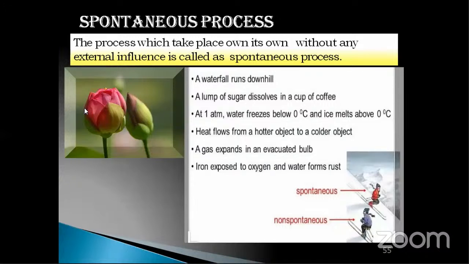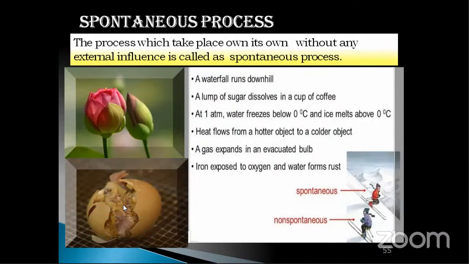Blooming of the bud, कळीचं फुलामध्ये रूपांतर होतं. This process is also spontaneous process. Then hatching of the egg, egg मधून पिल्लू बाहेर येतं, that is also the spontaneous process. In this way these are the different examples of spontaneous process. In chemistry also spontaneous process is having same meaning. The process which takes place on its own without any external influence is called as the spontaneous process.